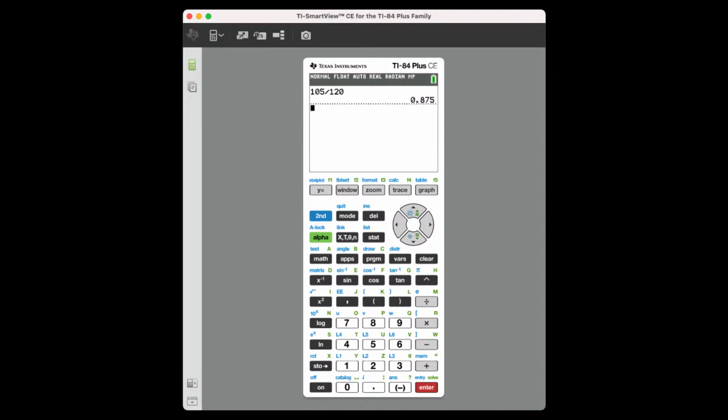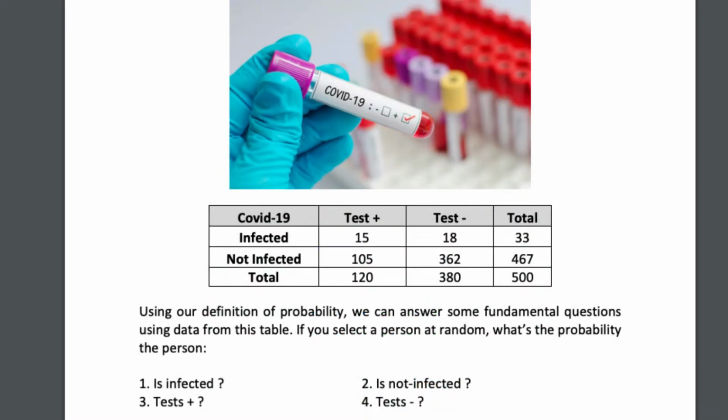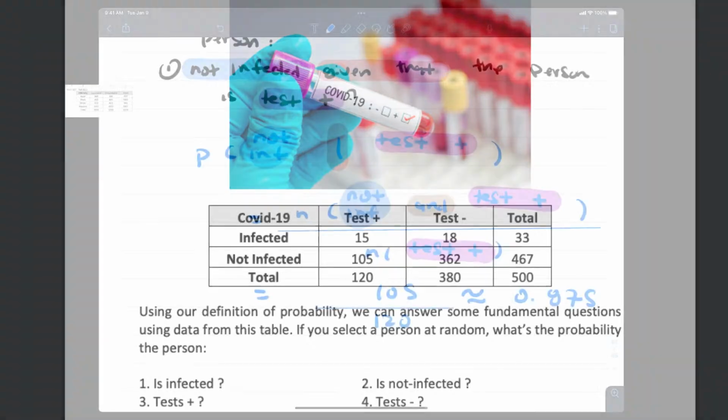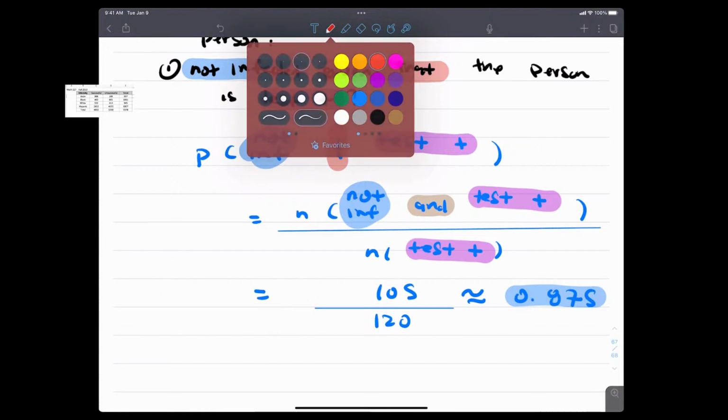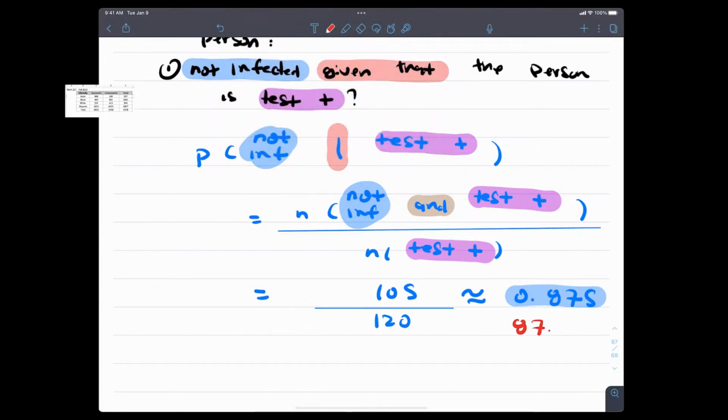This is approximately what? Is that 0.875? Is that true? Let me double check. Not infected, test positive. All right. What does that actually mean? This is a probability value. What does this mean as a percent? 87.5%. So here's what I'm going to say to you guys.